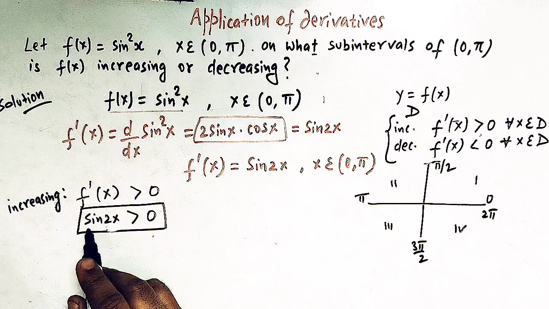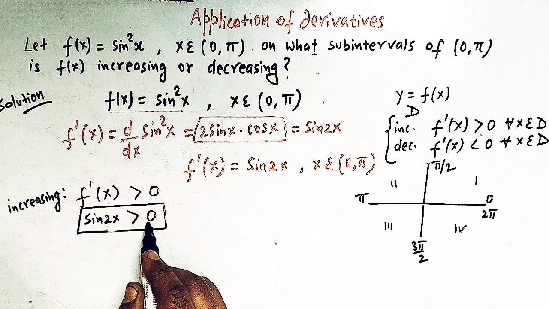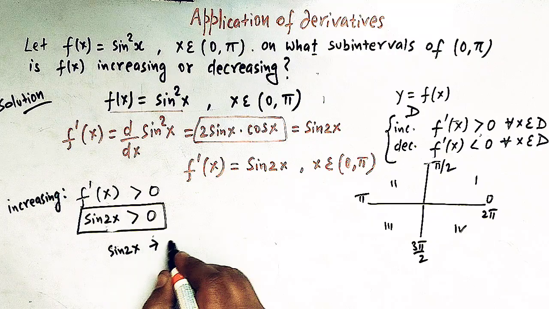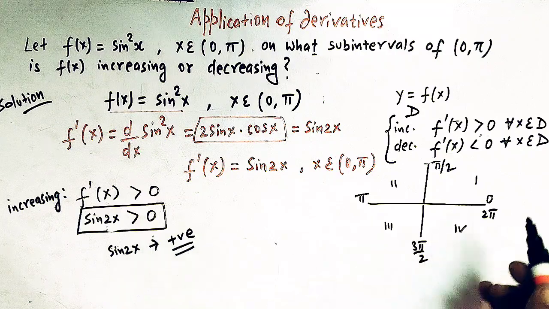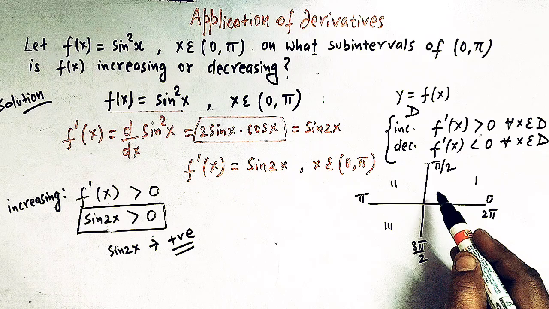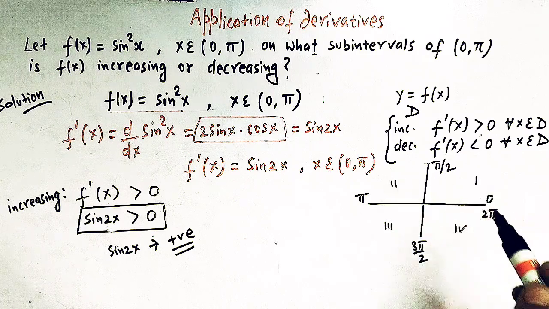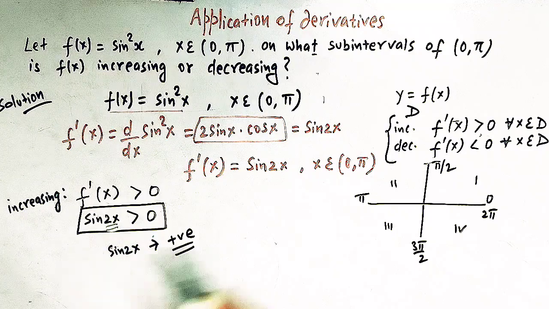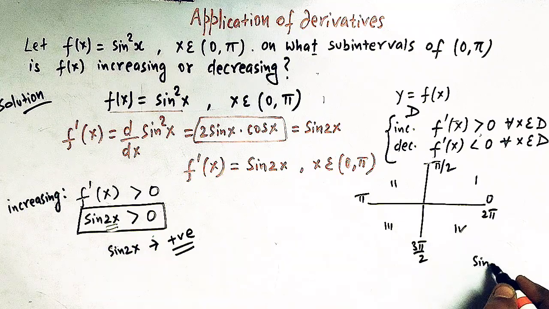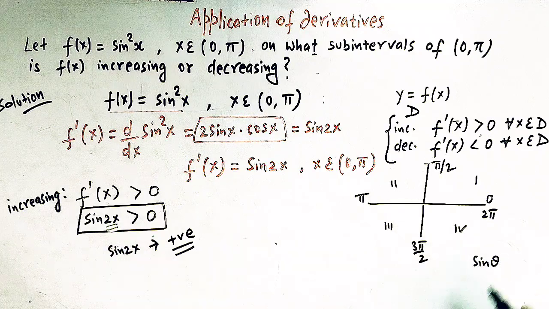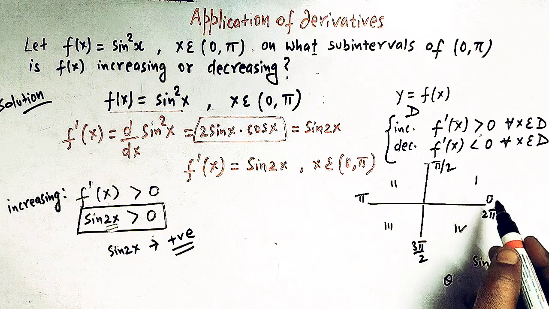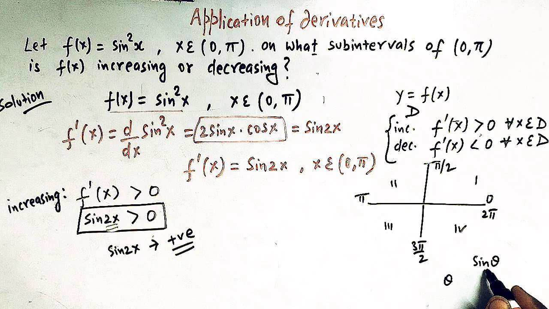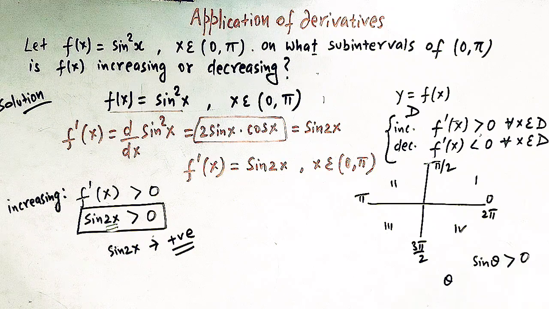So now here we have sine 2x greater than 0, right? So it means sine 2x is positive, right? And from the sign convention of trigonometric functions in four quadrants, we know that in general, if we have the function say sine theta, when theta belongs to the first quadrant or the second quadrant, then sine theta is positive or greater than 0.